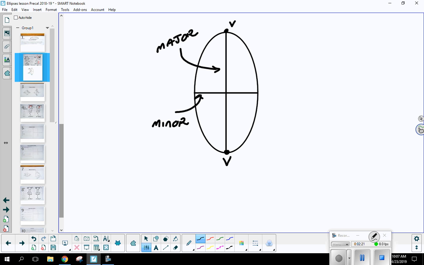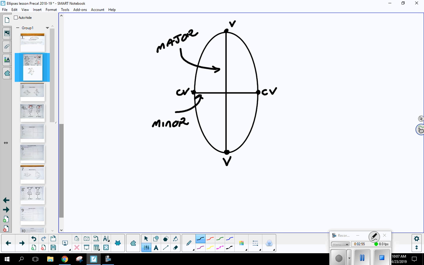Okay. And let's see. How about Raphael? I need the endpoints of the minor. CV. What's that stand for? Something vertices. Co-vertices. There we go. So this is a co-vertex. This is a co-vertex. Perfect. Okay. Now the focal points are always going to be found on the major axis. In fact, the midpoint between the vertices, the midpoint between your focal points, that's the center.